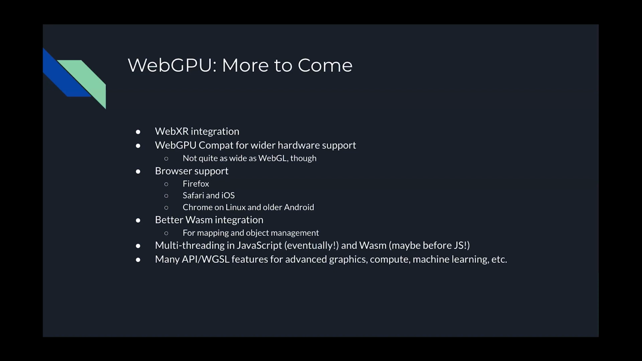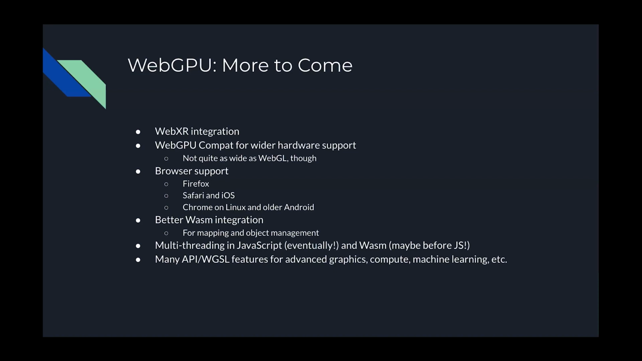Of course, there's Firefox and Safari support coming, and Safari support also means iOS support. And then Chrome on Linux and older Android will come as well at some point. Other things we're looking at, better WASM integration, especially for memory mapping and object management. We are eventually going to add multi-threading to the JavaScript API. It's quite complicated.